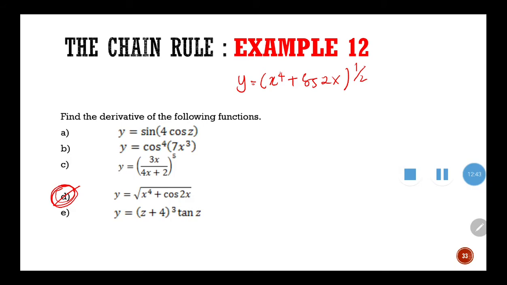Is that fine? Okay, for your classwork submission, the last question for your classwork submission. So now we quickly proceed to E. Okay, for E the question is y is equals to (z plus 4) power of 3 tangent z.